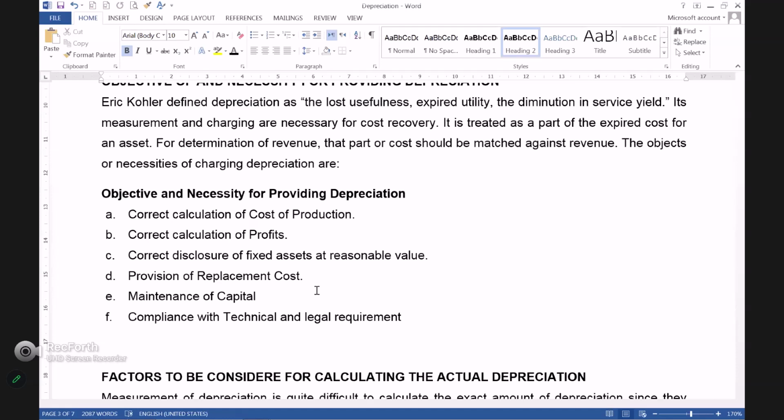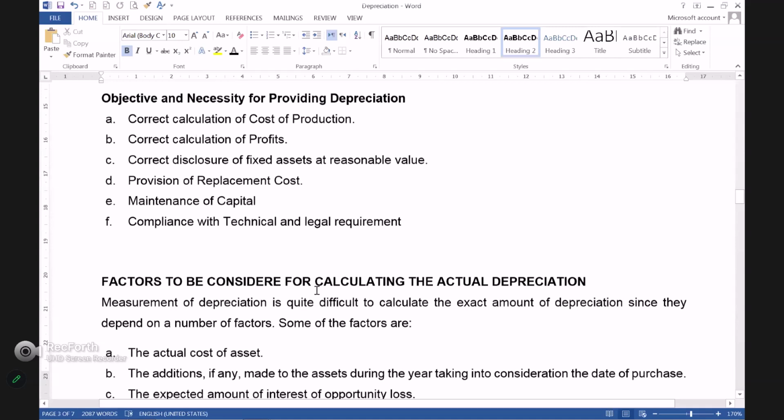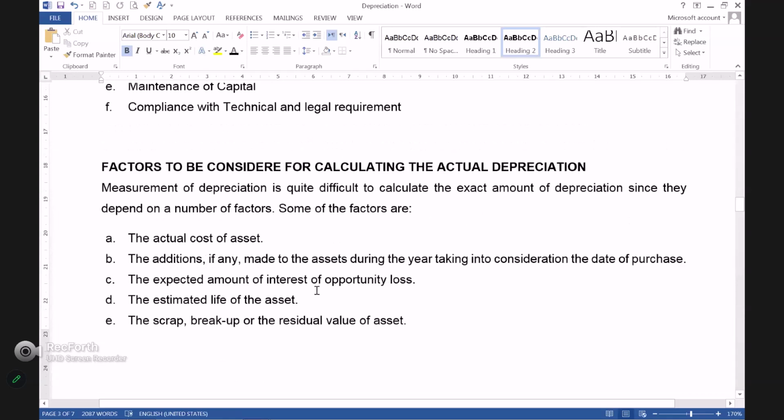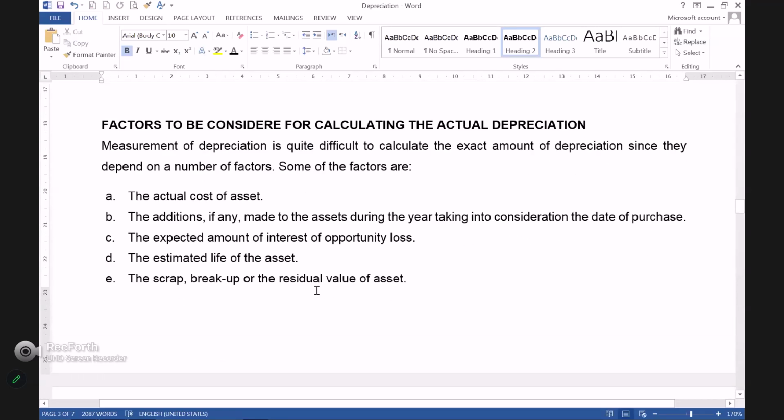So this is a provision. The depreciation is calculated, and at the end of the 10th year the useful life is over, so you can purchase another machinery. Then maintenance of capital, and compliance with technical and legal requirements. These are the things you can consider. The other thing is the factors considered for the calculation of the actual depreciation. So you can understand easily. If any question is given, you will answer it correctly, 100%. That's the thing you need to understand.